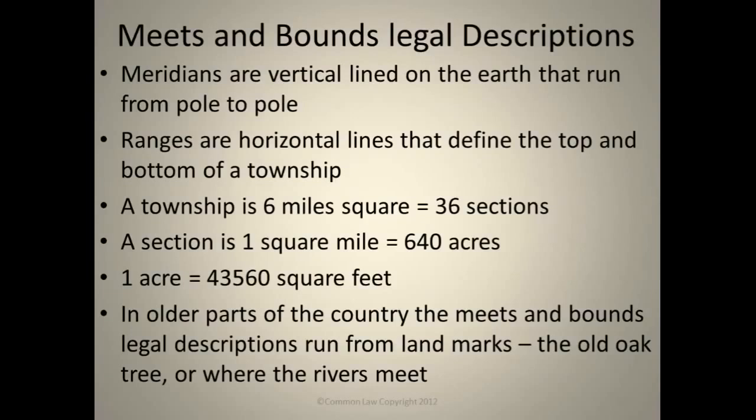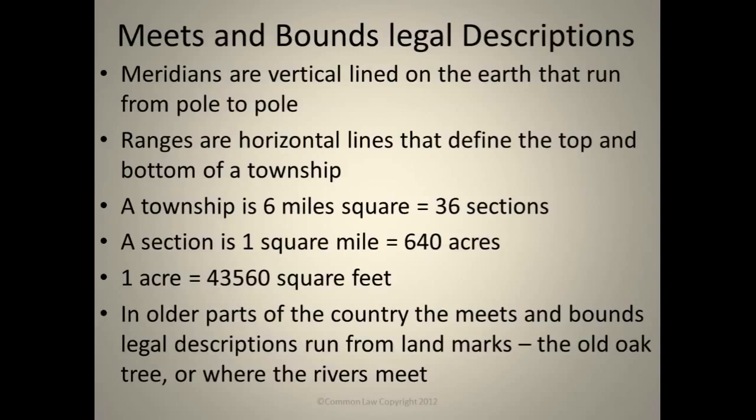Meets and bounds legal description. Meridians are a vertical line on the earth running from pole to pole. Ranges are horizontal lines that define the top and the bottom of a township. A township is 6 miles square, 36 sections. A section is 1 square mile, 640 acres. 1 acre is 43,560 square feet. So an acre can be any shape you want, as long as it comes to 43,560 square feet. It doesn't have to be square. A section probably doesn't have to be square either, as long as it's 640 acres.